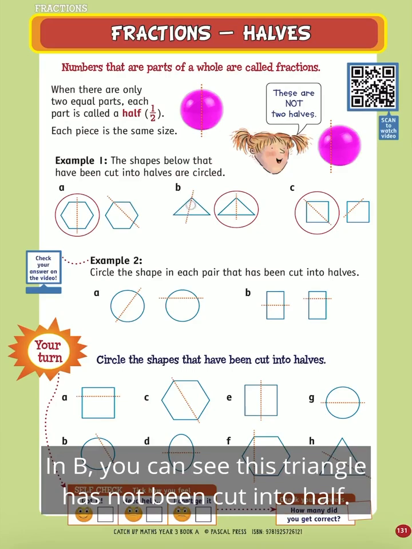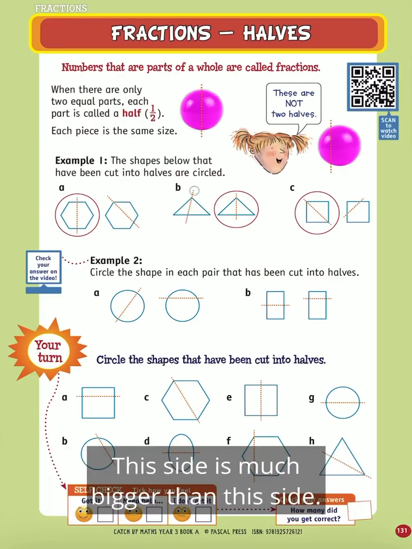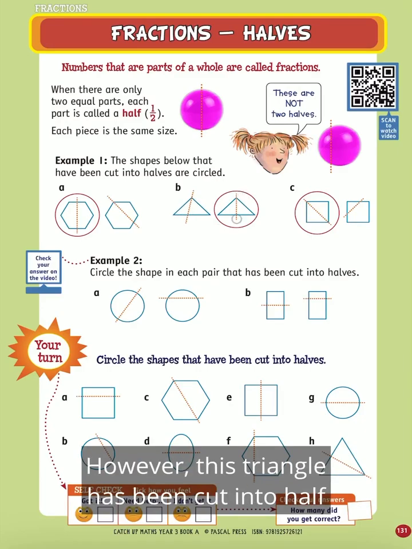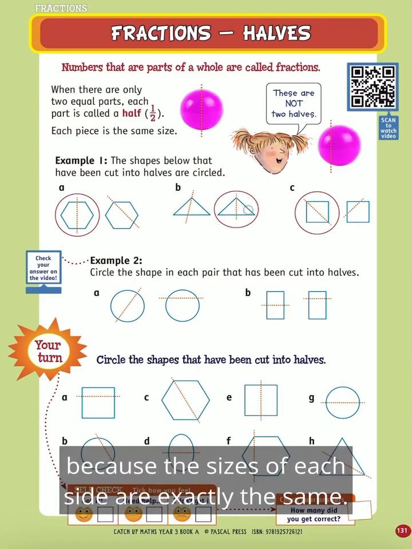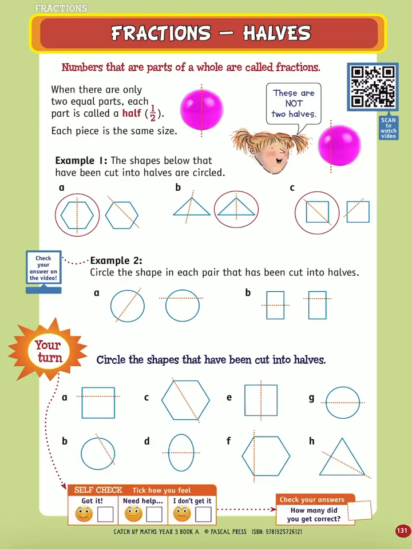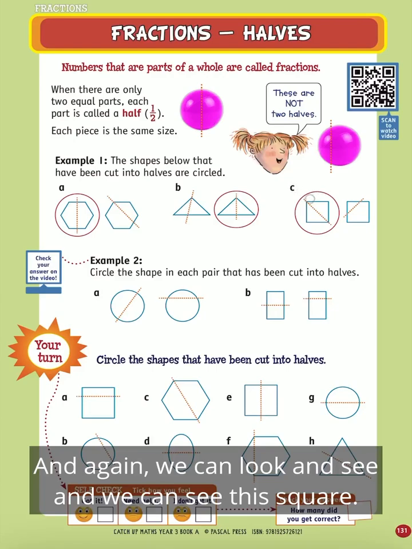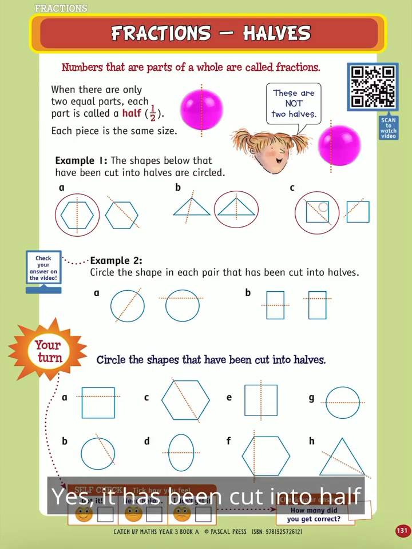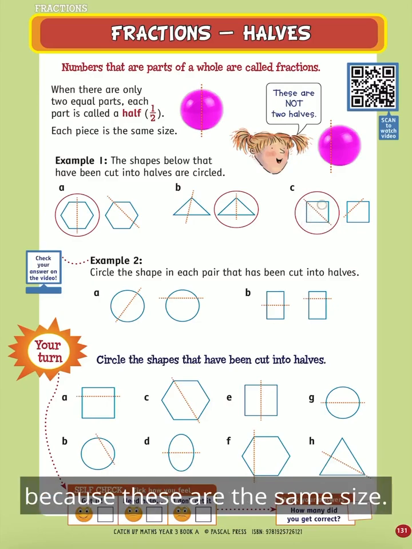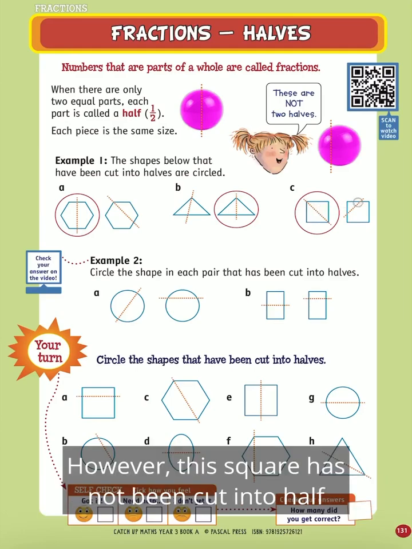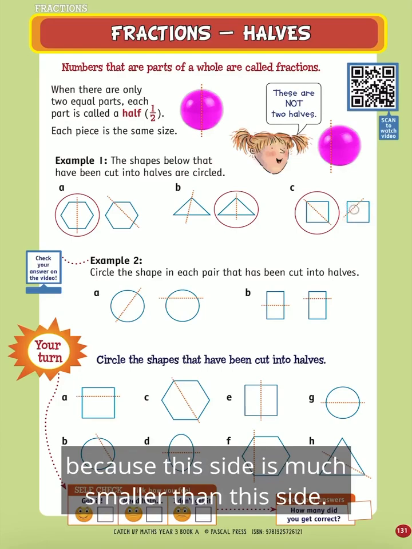In B, you can see this triangle has not been cut into half. This side is much bigger than this side. However, this triangle has been cut into half because the sizes of each side are exactly the same. And again, we can look at C and we can see this square. Yes, it has been cut into half because these are the same size. So they have been cut into halves. However, this square has not been cut into half because this side is much smaller than this side.